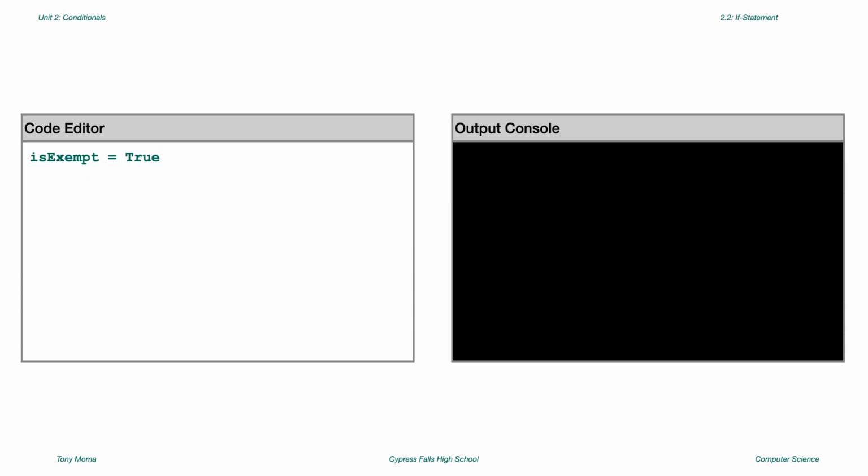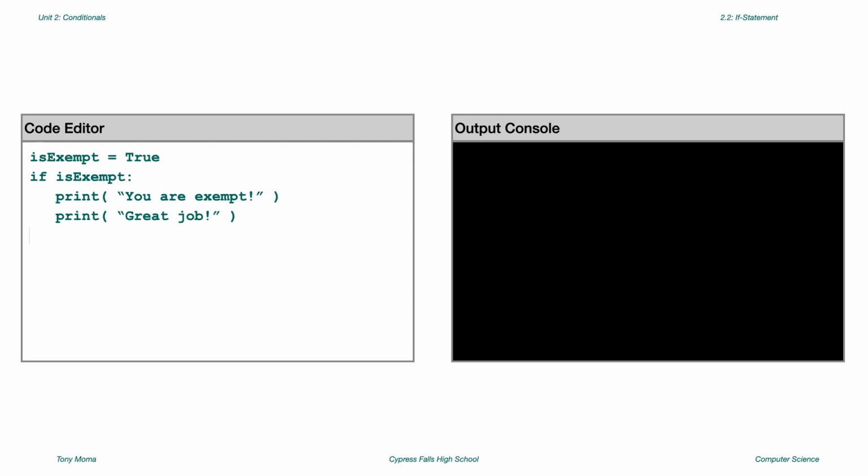Suppose I have a variable called isExempt, and I set it equal to true. Then in the next line, I start my if statement using isExempt as my condition. I state if the variable isExempt stores the value true, then print out "you are exempt" and "great job". This is the code that will execute if the condition is true. Next, I'm going to write the code that will execute if the condition is not true.